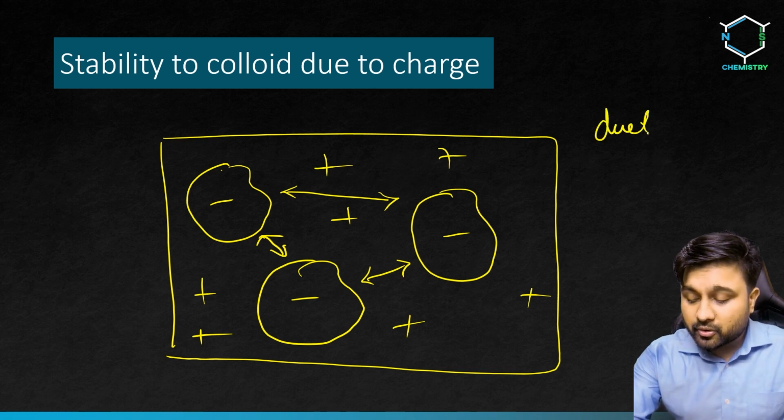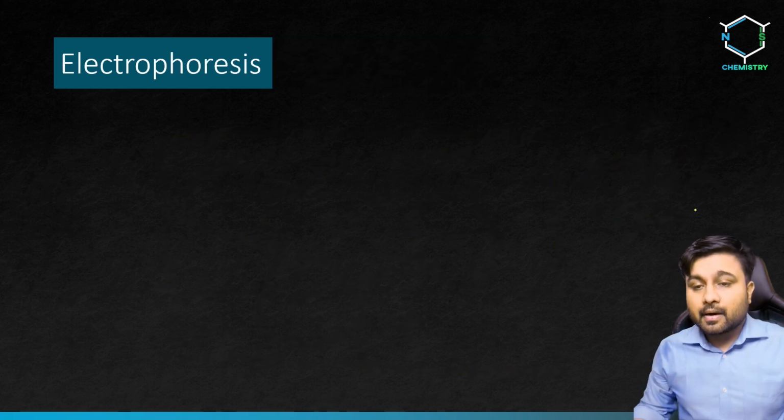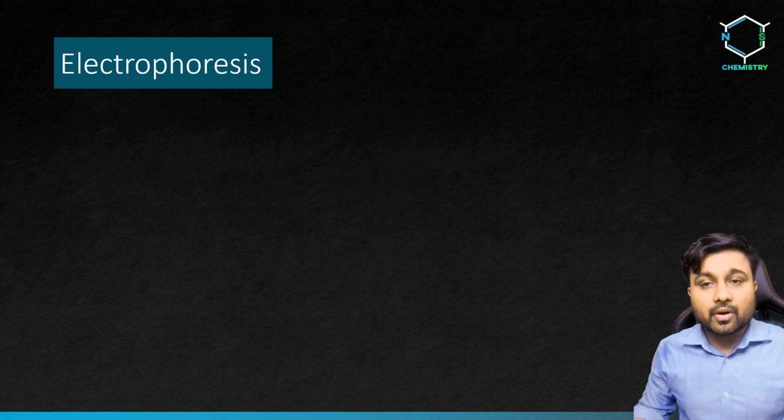So due to charge, colloidal particles repel each other. Now, because of this negative or positive charge present on your colloidal particles, there are certain properties which arise.